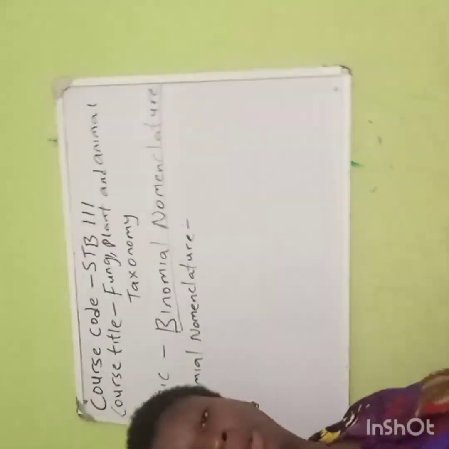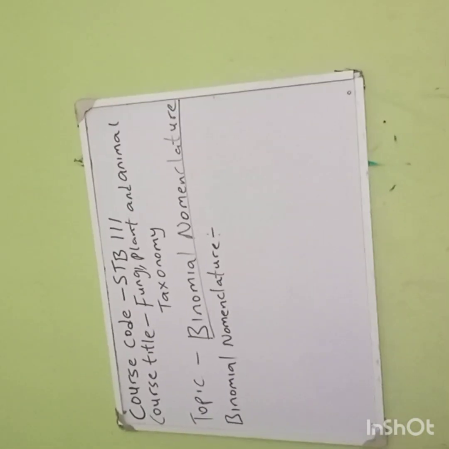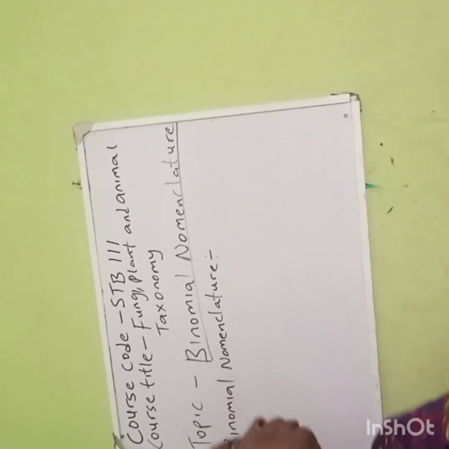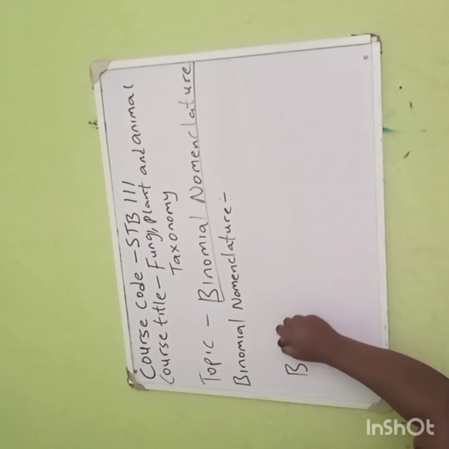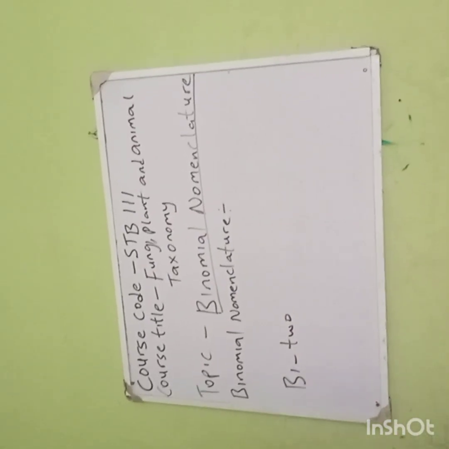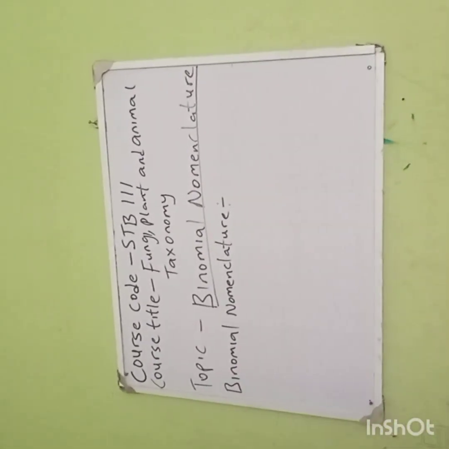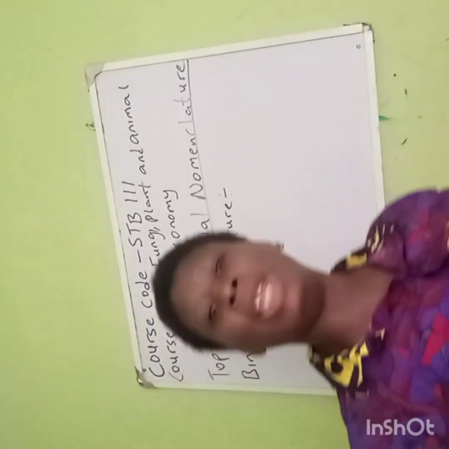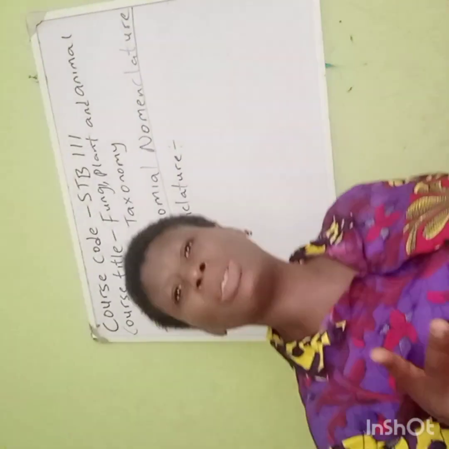We have already known what nomenclature is: the act of naming an organism with a scientific name. So binomial means that two is going to come inside it, because bi is normally two. So two is going to come into our definition now. Binomial nomenclature is the art of naming an organism using two scientific names.